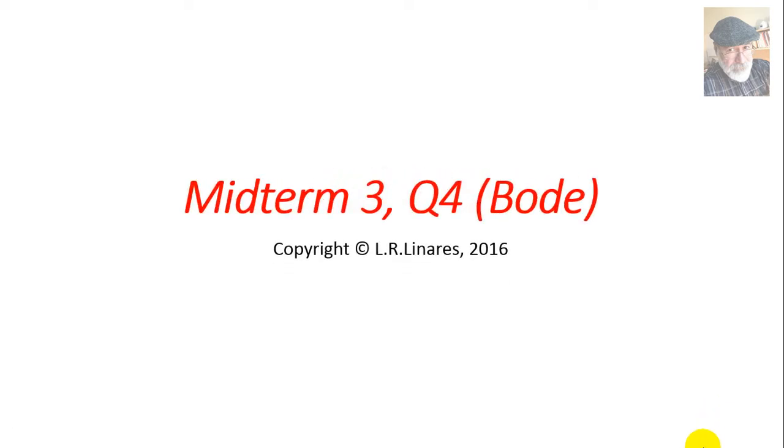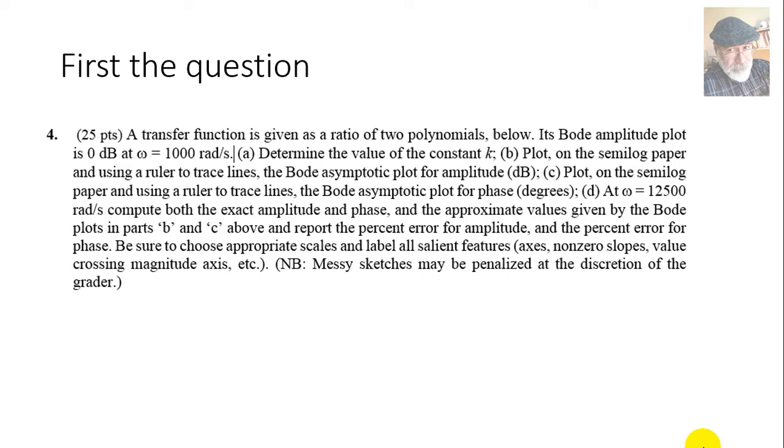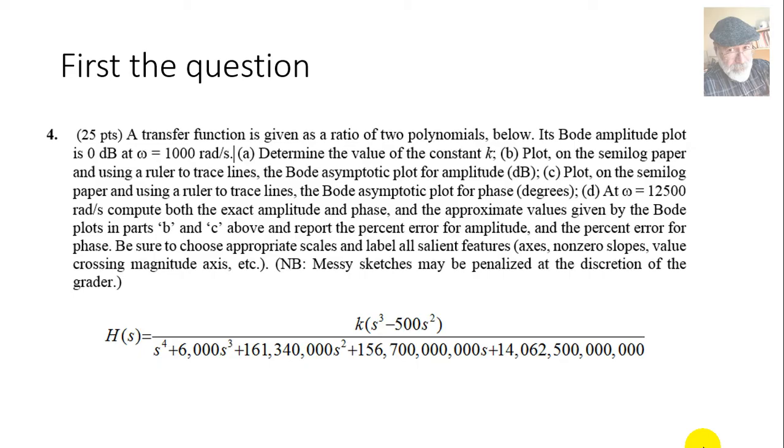And now we go on to question 4 of the third midterm, a Bode plots question. A transfer function is given by a ratio of two polynomials, these two polynomials. The Bode amplitude plot has a value of 0 decibels at omega 1000 radians per second. Part A, determine the value of the constant k, this constant k here.